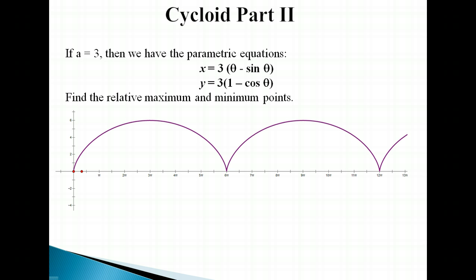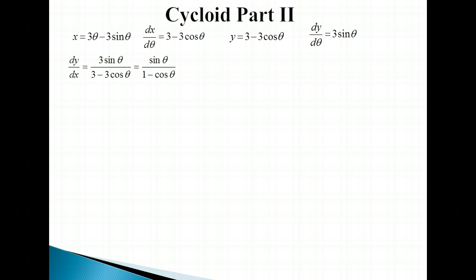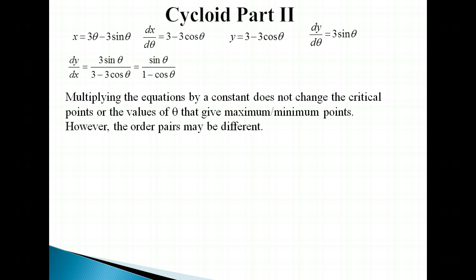Okay, so what we want to do is use calculus to find our maximum and minimum points. So our x equation is 3 theta minus 3 sine theta, and our y equation is 3 minus 3 cosine theta. I'm going to take the derivative of the x equation and the derivative of the y equation, and then divide them. So we're doing dy/dx, so it's dy/d theta divided by dx/d theta. And we get sine theta over 1 minus cosine theta. So what you should notice is that we got the exact same derivative that we had before. So our critical points are going to be at the same values of theta.